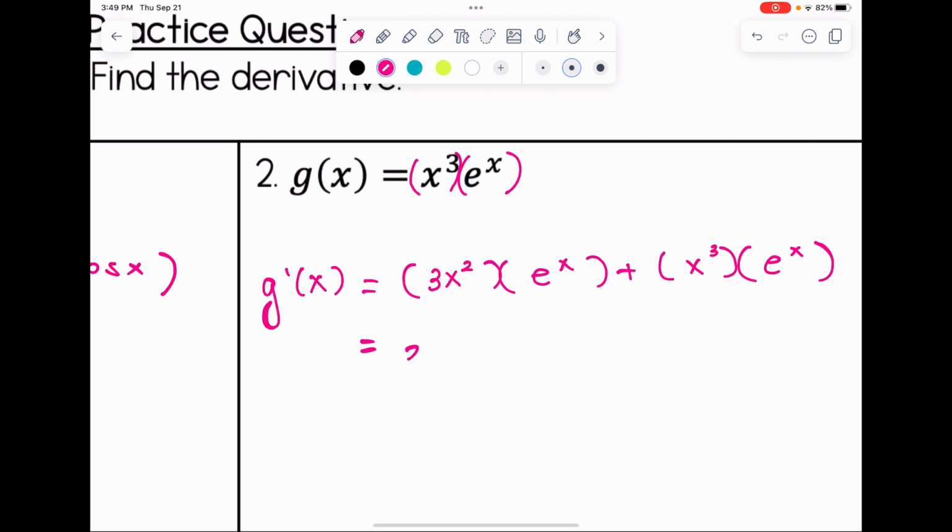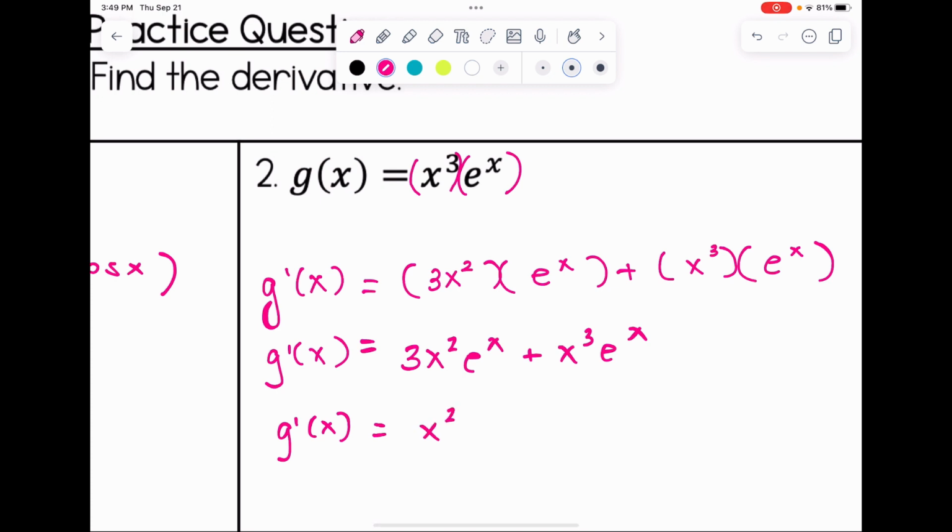All right, so this is going to be 3x squared e to the x plus x cubed e to the x. Again, could you factor out a GCF here? Sure, I suppose we could. We could say that x squared e to the x is a GCF, and then we're left with 3 plus x, but both are equivalent.